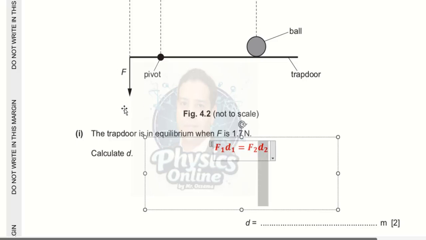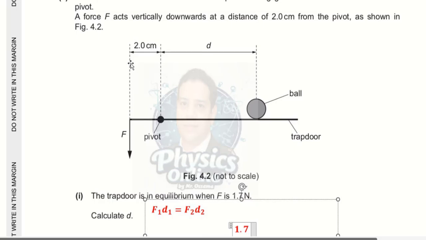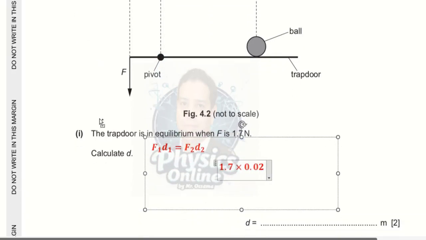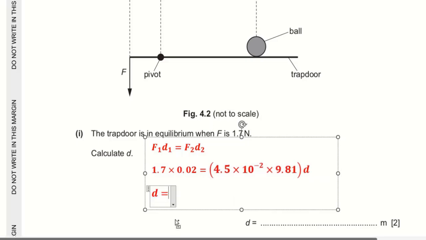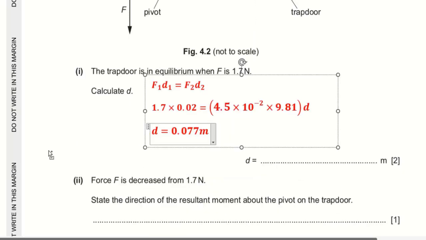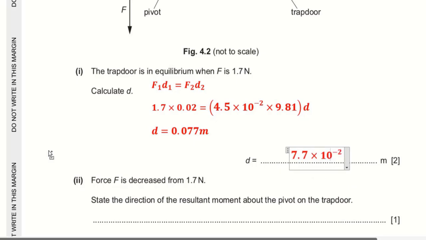For F1 here, 1.7, and the distance is 2 centimeters. We convert it to meters, so times 0.02 meters, equals the weight: we have the mass 4.5 times 10 power negative 2 times gravity 9.81 times the distance d. This gives d equals 0.077, or 7.7 times 10 power negative 2 meter.